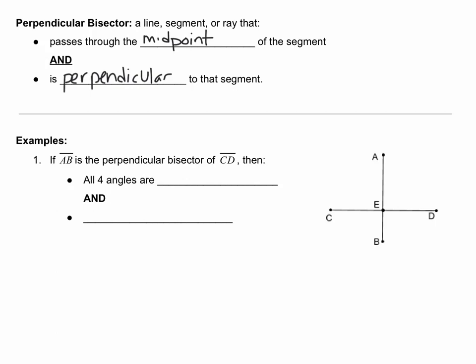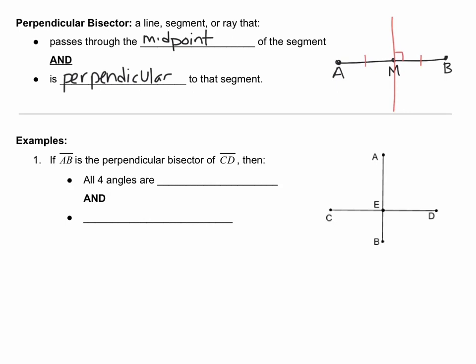Perpendicular to that segment. So let's say I have this segment AB with midpoint M, and I want to draw the perpendicular bisector. Well, first of all, if M is the midpoint, I know that segment AM and MB are congruent, because that's the definition of a midpoint. And my perpendicular bisector has to pass through the midpoint. Then also, it has to be perpendicular to that segment, so I'm going to draw that right angle symbol, that small square in the corner, to show that it's perpendicular.